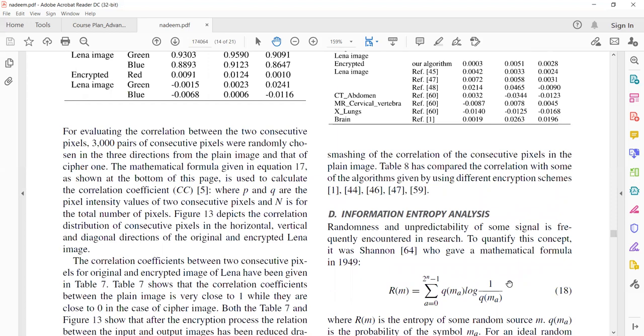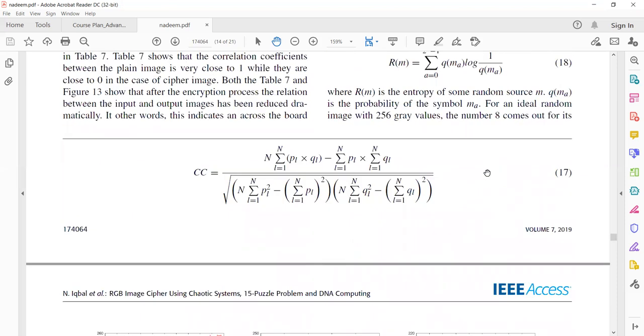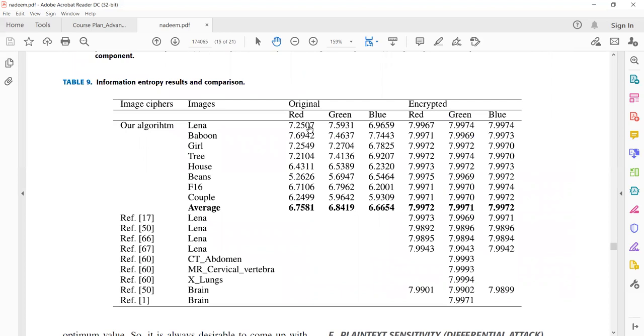Then here is the information entropy analysis. Entropy refers to the disorder of the given data. This is the formula for the entropy. Maximum value of entropy comes out to be 8. Here we can see our values are very close to the ideal value of 8. And this is the data from the literature view. As we can see, our values are again comparable.